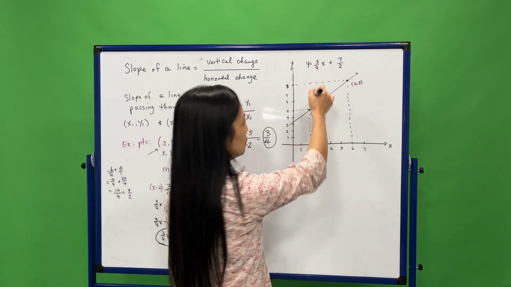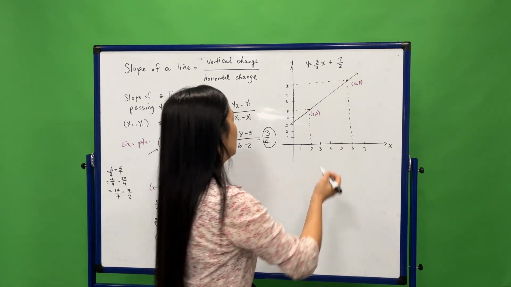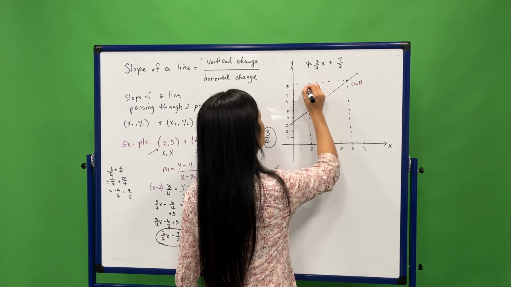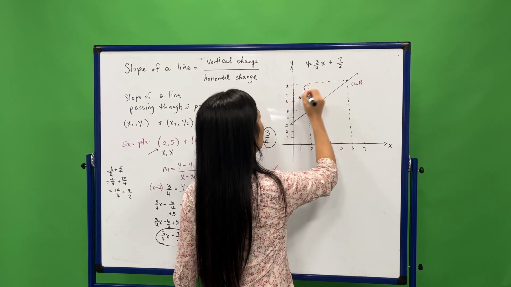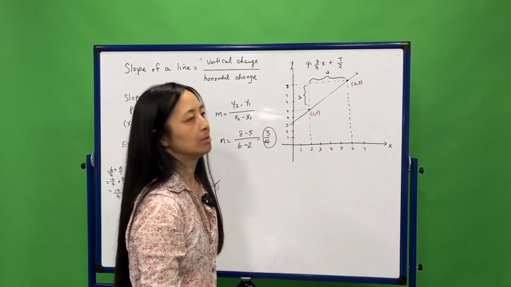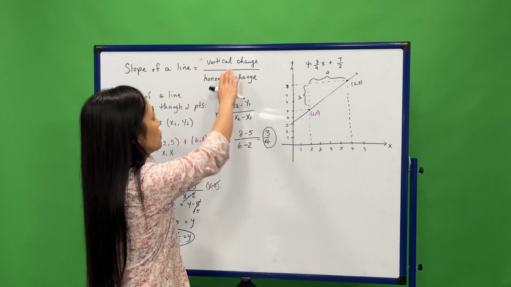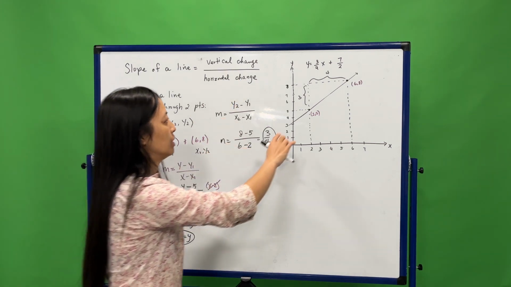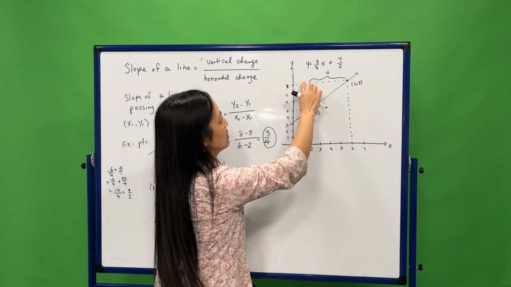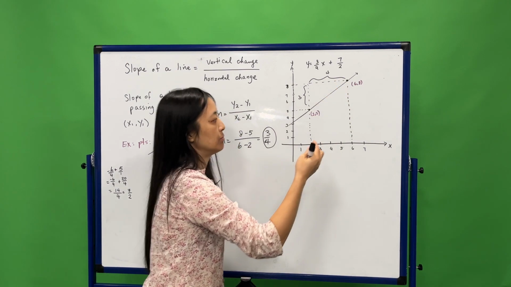Our slope 3/4 is often referred to as the rise over the run. That is, you're going up 3 units and then going over 4 units. Remember, our slope of a line is the vertical change over the horizontal change. This is the vertical, often referred to as the rise, over the horizontal, also referred to as the run.